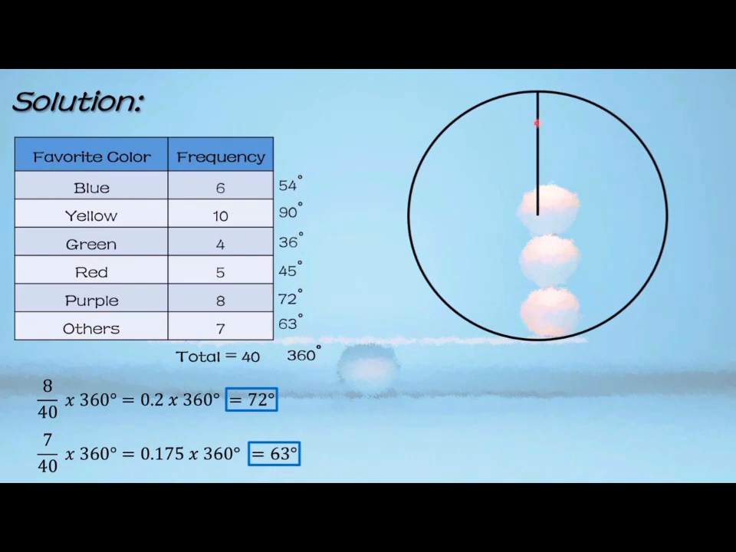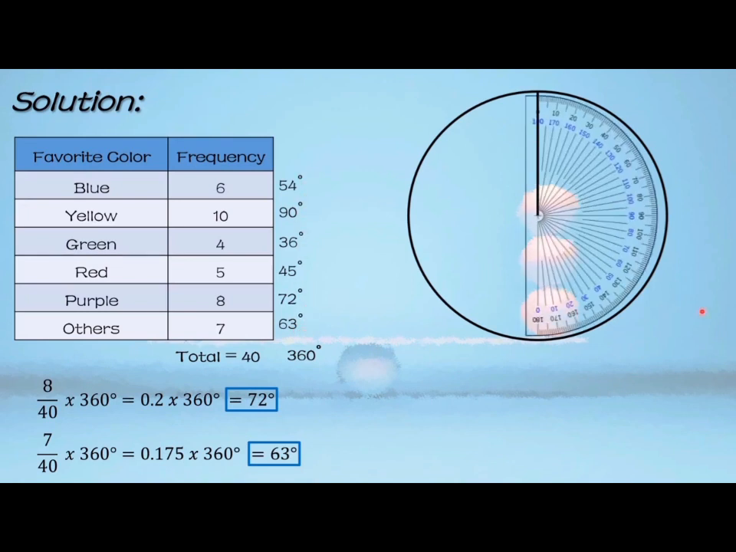Let us now draw the parts or the slices using the obtained degrees. Using the protractor, itatapat natin ang 0 sa first line as our guide. Again, kapag magtatapat tayo ng protractor, hindi dito itatapat, kundi dito mismo sa line ng 0. And gagamitin natin yung black colors or outer scales since nandito yung 0. Simula sa line na to, hanapin natin ang 54 degrees at iyon ang magiging blue.